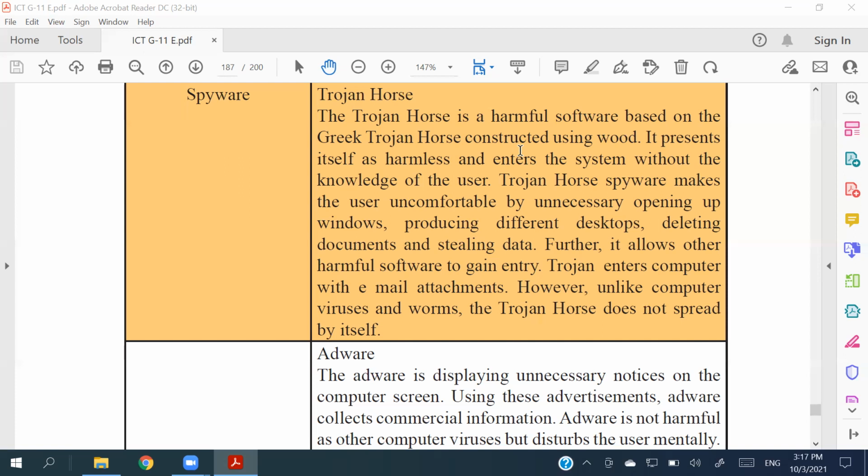The horse wasn't harmful, but the army inside it was the people who were acting in the war. The same happens to the computer.